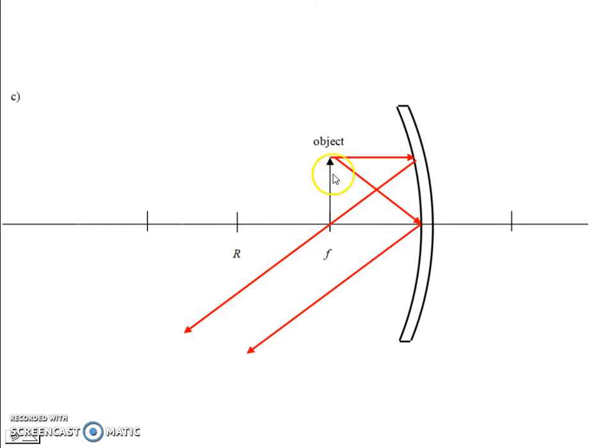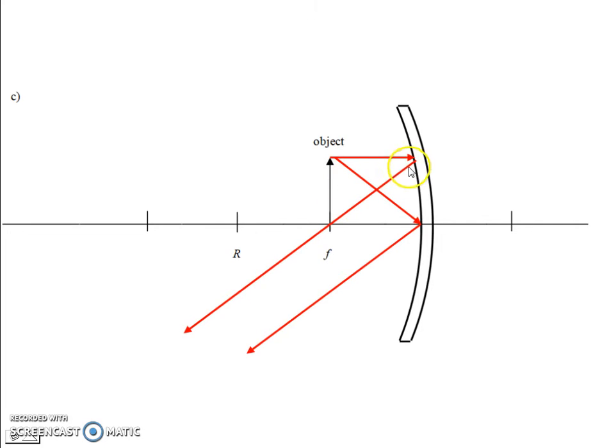Part C, we move it here onto the focal point. Now here's where things get very interesting. My parallel ray comes out through the focal point. My central ray, if you measure down here, comes out like so. Good luck doing the focal ray, right? Because even if you start here and go down to the focal point, that doesn't make sense. You're not going to hit the mirror. If I go the other way, as we've done sometimes, from the focal point up to the tip of the object, you're not going to hit the mirror, and so it's impossible to do the focal ray.